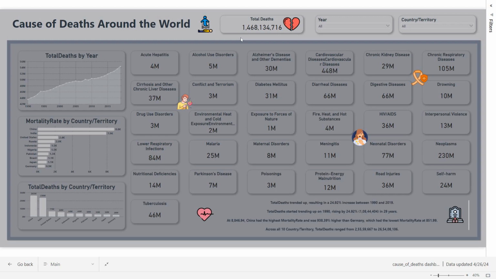8,846.94. China had the highest mortality rate. It was 938.39% higher than Germany, which had the lowest mortality rate at 851.99. Across all 10 countries and territories, total deaths ranged from 2,55,59,667 to 26,54,08,106.